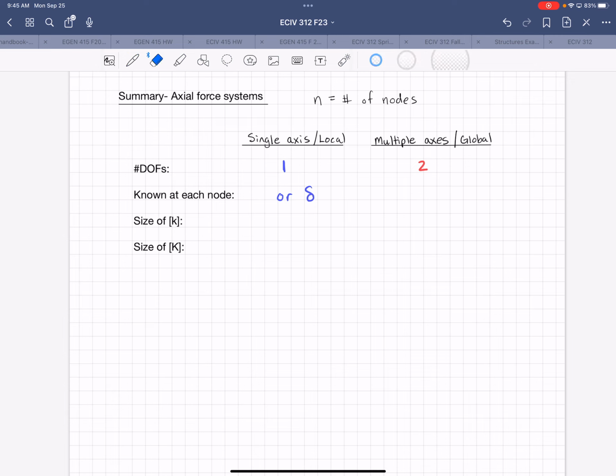For a truss, at each node, we know either global Fx or x displacement, and we know either global Fy or the y displacement. The size of the stiffness matrix for single axis or local is going to be 2 by 2.